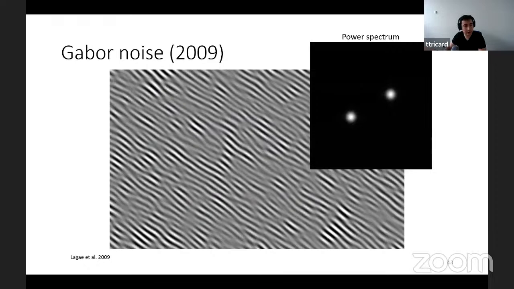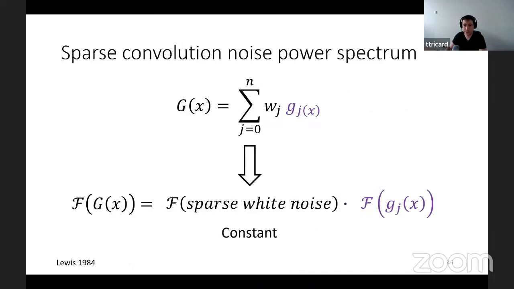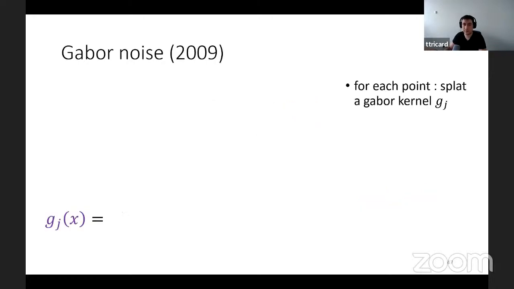Right, so Gabor noise will look a bit like this. It creates this wavy pattern as introduced by Sylvain a bit earlier. And as you can see, the power spectrum creates two lobes of energy that indicate that it's quite anisotropic. This noise relies on sparse convolution noise that you can generate by generating first a distribution, and then on each point of the distribution, applying a kernel. And what is really nice with this theory is that, given the distribution follows certain properties, the spectrum of the kernel will be the spectrum of the noise. So now let's look at the Gabor noise kernel.